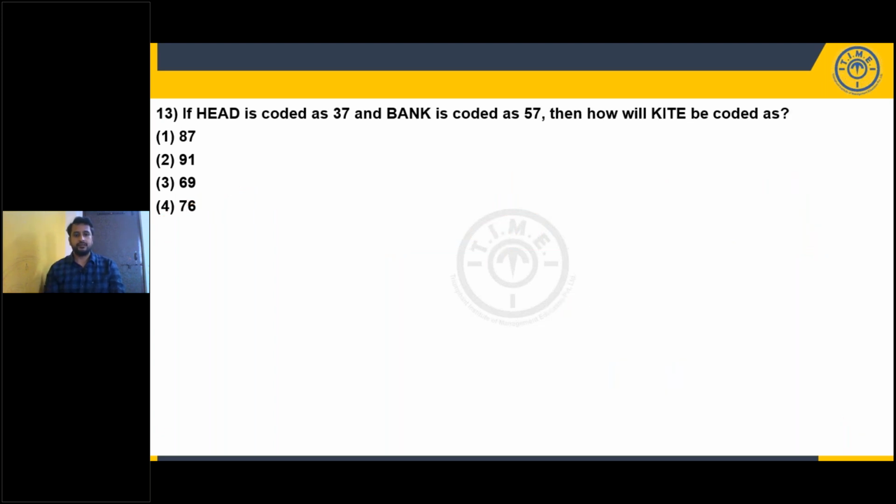Head is coded as 37. Bank is coded as 57. How will kite be coded? Let's check based on the number of letters. Based on number of letters, it is 4, but 37 is not a multiple of it.